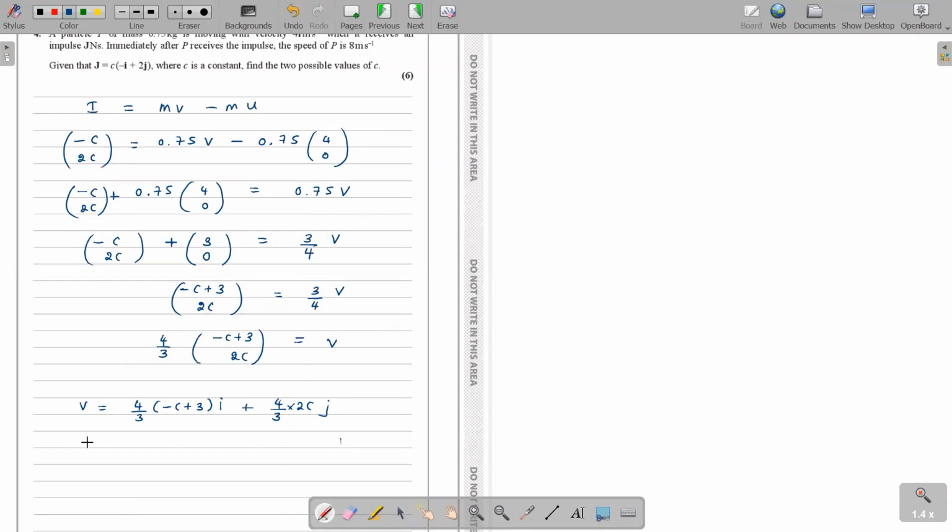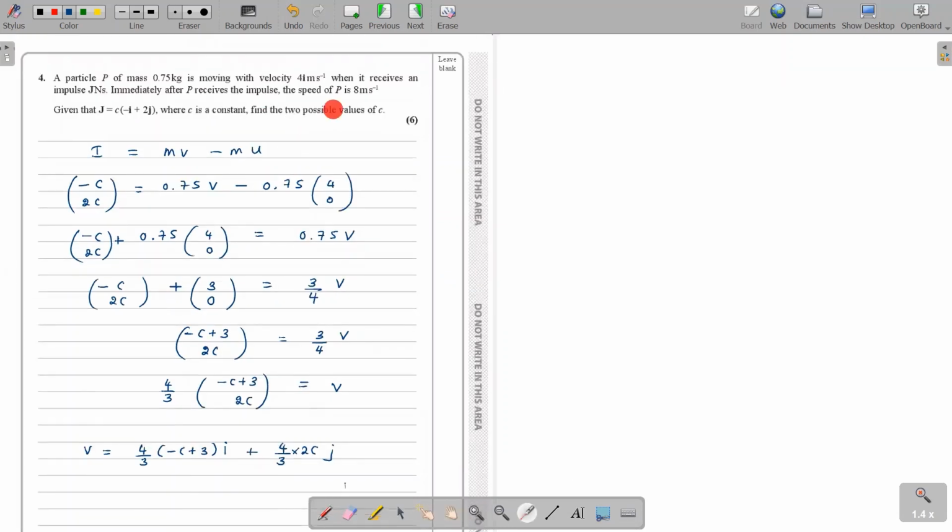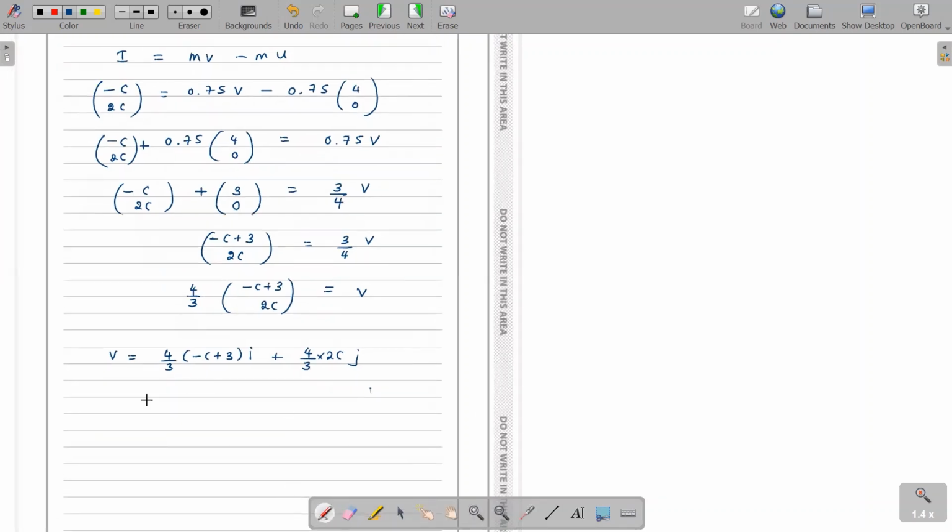So then I have this in now. I now have my final velocity in terms of i and j. What's my next step? I have the final speed, right? They've given me the final speed as 8. So since I have the final velocity vector in terms of c here, how do I convert the velocity to speed? I have to get the magnitude of the velocity, right? So that gives me the speed. So speed equals 4 over 3 times (minus c plus 3).